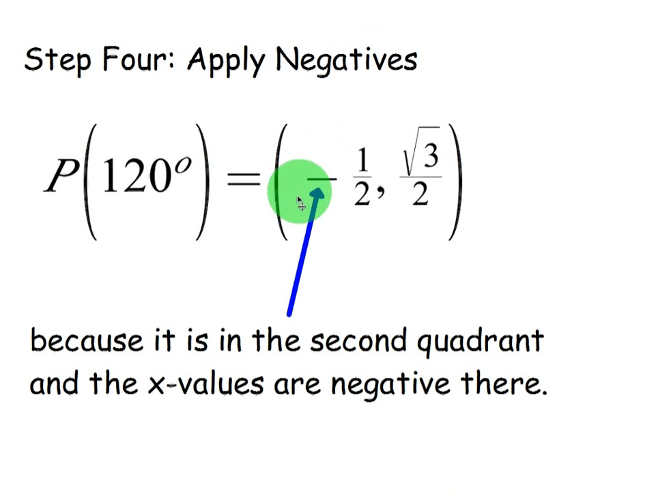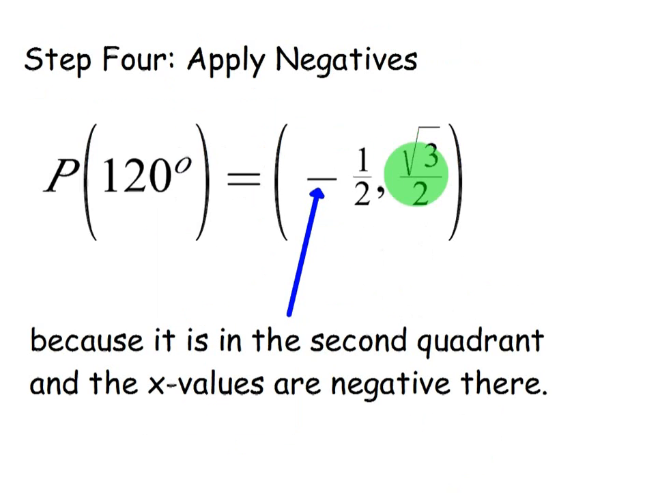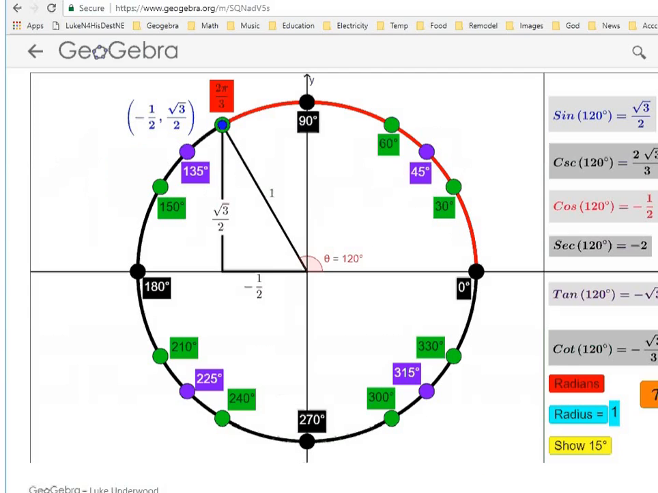Now all we need to do is figure out what quadrant we're in. We're in the second quadrant. We know in the second quadrant x values are negative, the y values stay positive. So all we're going to do is take the x value of this point and make it negative, and therefore our point is negative 1/2 comma square root of 3 over 2. And that's all you have to do to figure out the point at 120 degrees. Now there's our point again right here at negative 1/2 comma square root of 3 over 2.